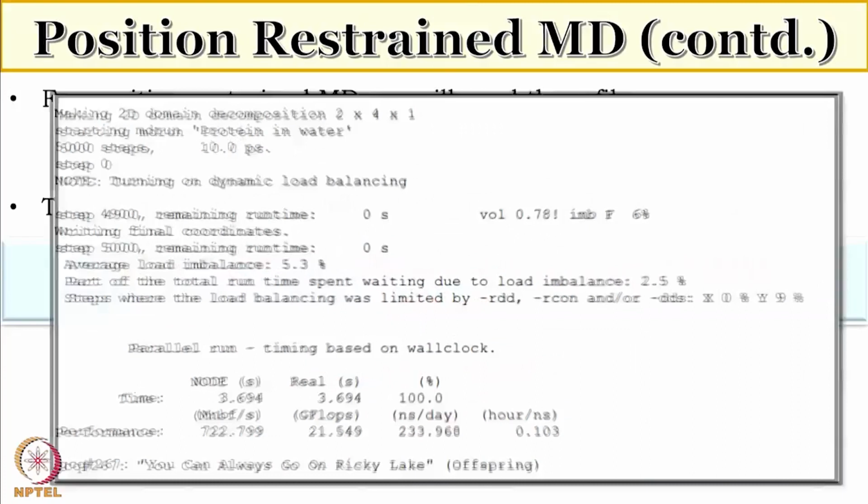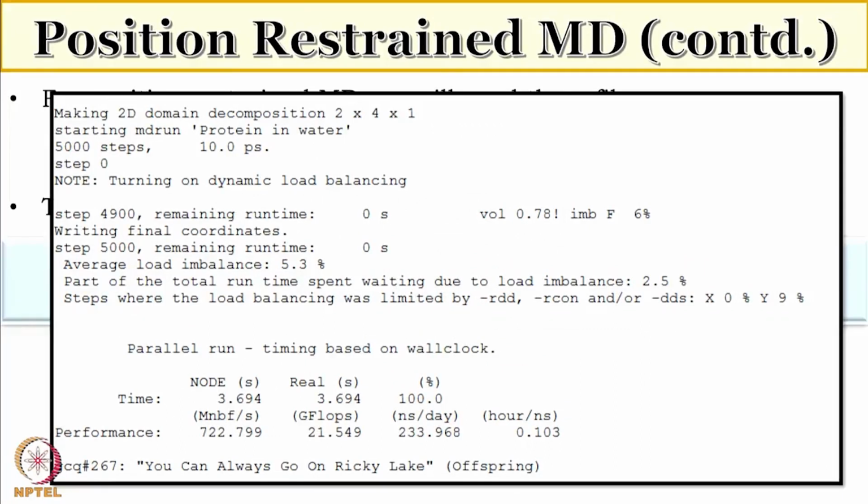Something like this will be displayed. I have given a total of 5000 steps in my pr.mdp file and my time step is 2 femtoseconds, so it is a total of 10 picosecond simulation. It will display on the screen how much time it took to complete the simulation and so on. Once we do it in the terminal, then one will know how it works.